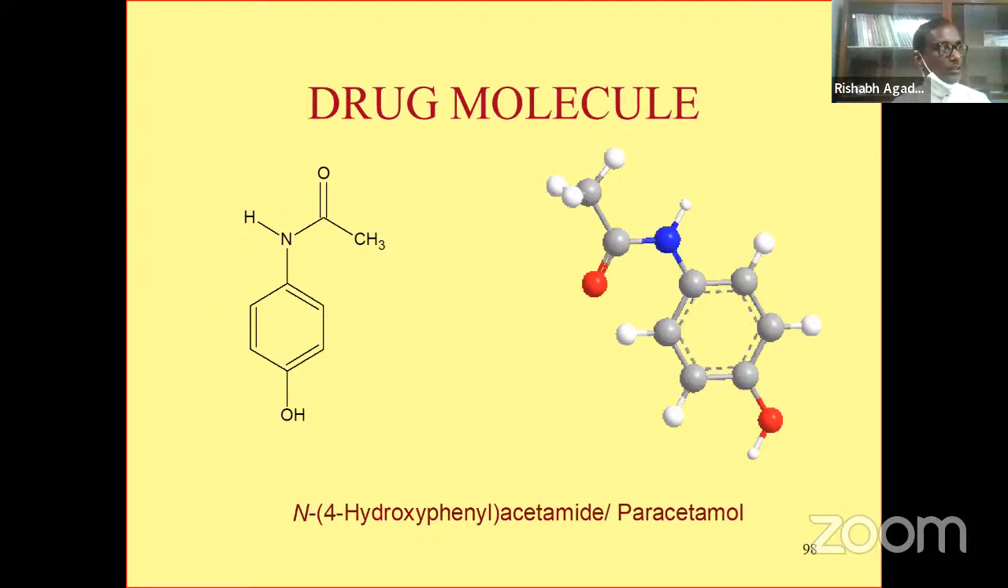Then your Calpol was there, Crocin was there, then your Pacimol was there, Fifenil was there. All that contained paracetamol, the drug entity, the chemical entity. And here the structure of that, again having a flat structure and the side chain, that is your N-acetyl or amino acetyl derivative, attached at the para position, so that's why it will be called paracetamol.